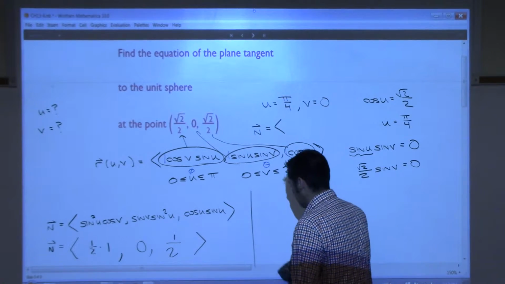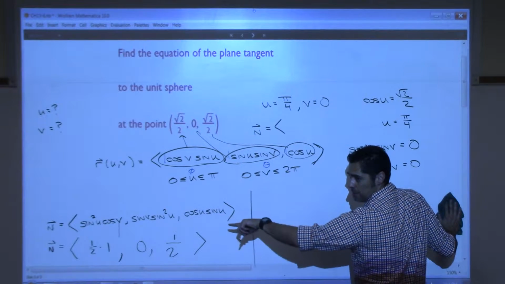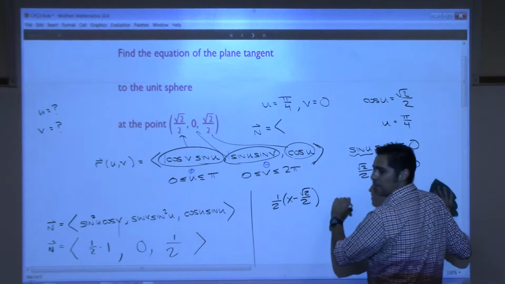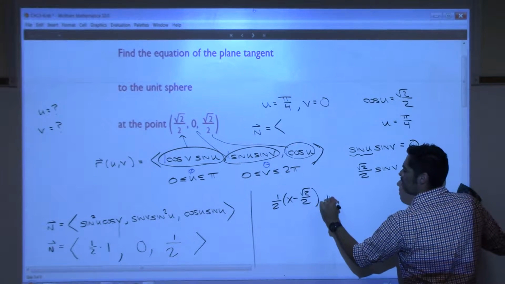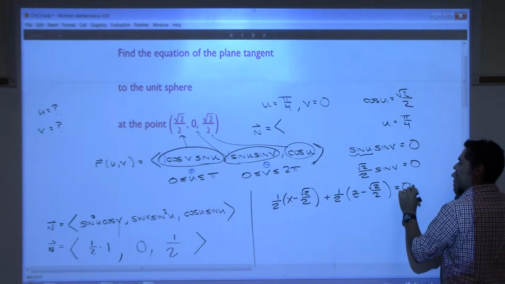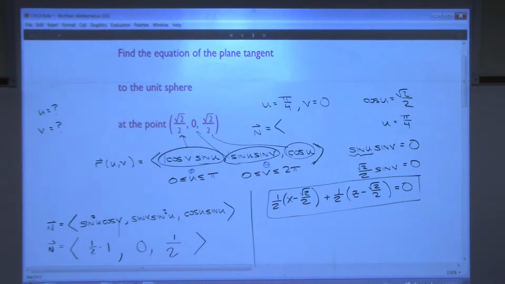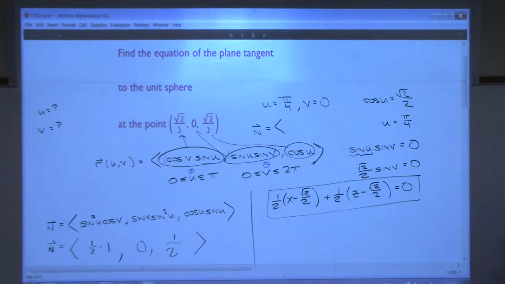All right, so the final answer for the equation of the plane that's tangent to that sphere at root 2 over 2, 0, root 2 over 2, at that point, is ABC, right? So A, x minus root 2 over 2, plus B, which is 0, times y minus 0, so it's not there, plus 1/2 z minus root 2 over 2 equals 0. There it is. Of course, you could clean it up. You can multiply both sides by 2, however you want. That's the equation of the plane. If we graph this plane, it should touch that sphere. At that point, it should be tangent to the sphere.